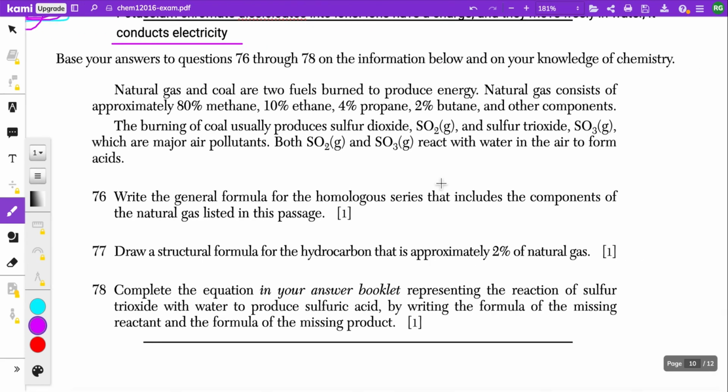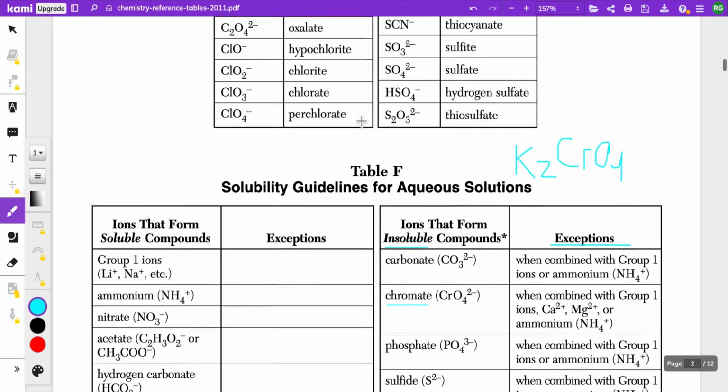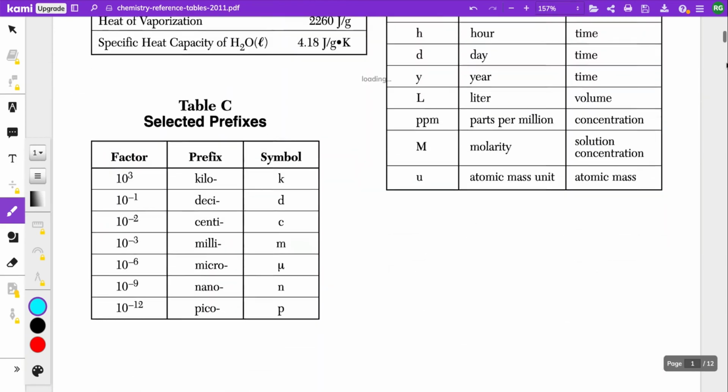Series. Natural gas. All right. So methane, ethane, propane, butane. They all have "ane" in their name. That kind of rhymed.